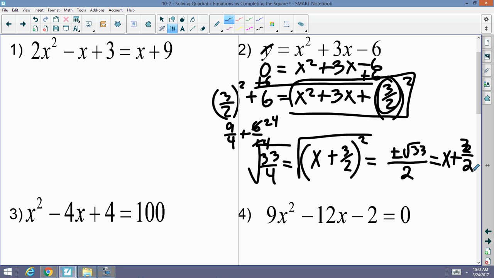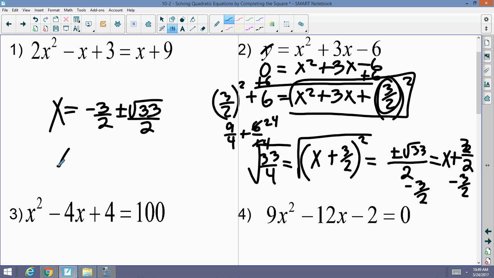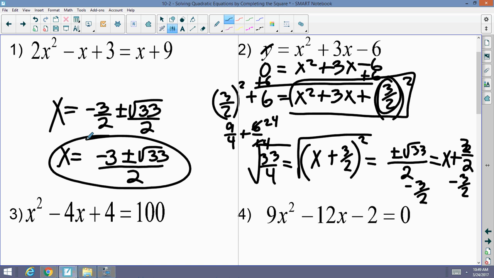How do I solve for x? Subtract 3/2 from both sides. So at the end of the day, I'm going to get x equals negative 3/2 plus or minus square root of 33 over 2, or x equals negative 3 plus or minus square root of 33, all of it over 2. Either works out fantastic. Questions, comments, concerns, problems, issues, dilemmas? Talk to me.